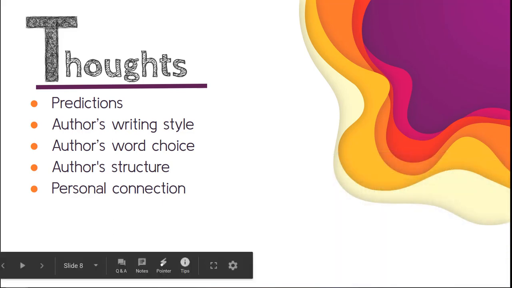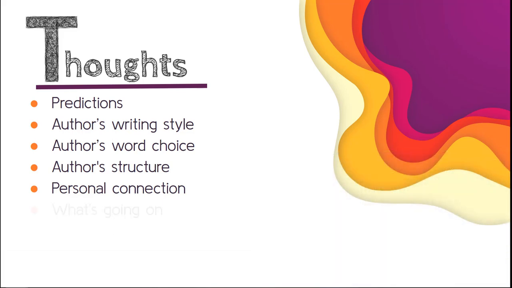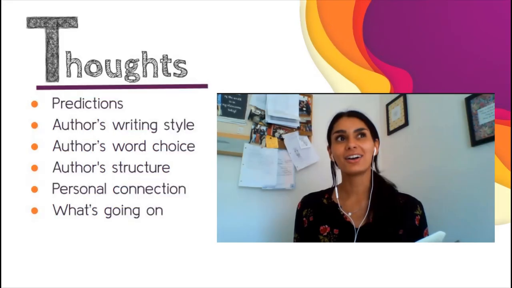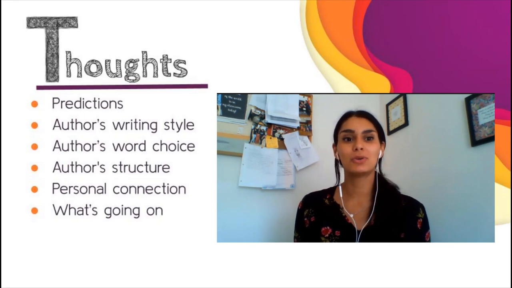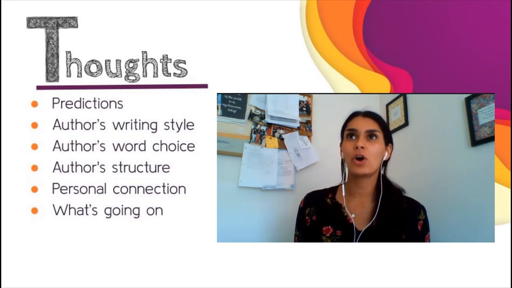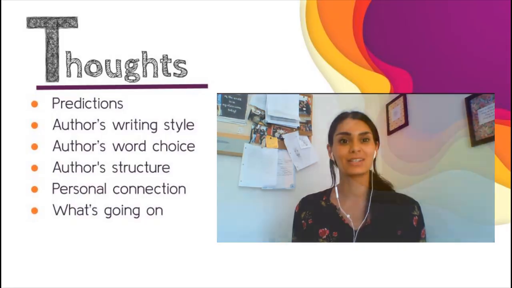A thought could even just be a thought that you're having about what's going on, what a character is doing that is worth noting. Trevor's mom bought him a new computer for schoolwork. Based off what I know about her character, that's really surprising to me.